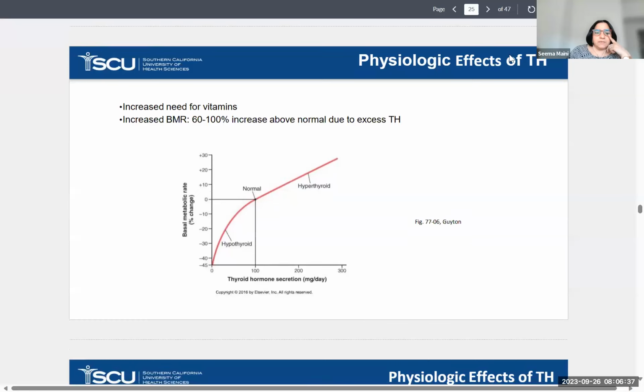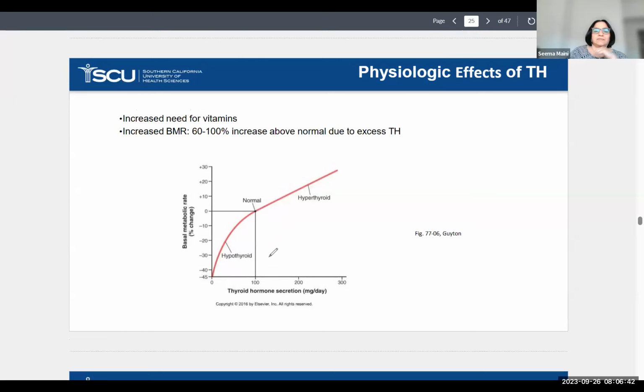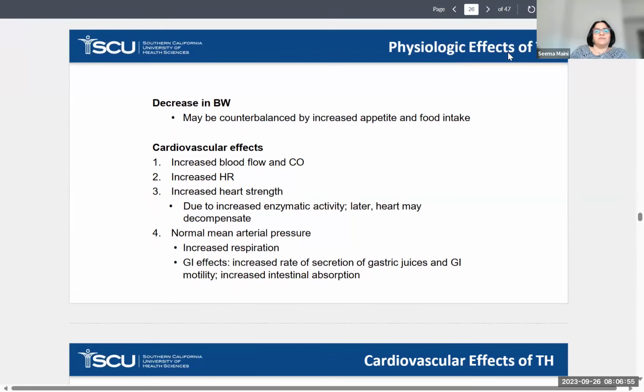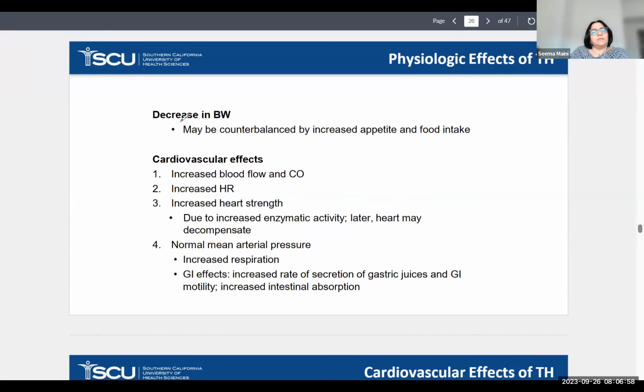So we talked about this, right? Metabolic rate is very low in hypothyroid individuals, and it increases too much if you have an increased level of thyroid hormone in the body. These are the effects of increased thyroid hormone: decreased body weight, increased blood flow and cardiac output, increased heart rate, increased strength of the heart. This is due to the priming effect.